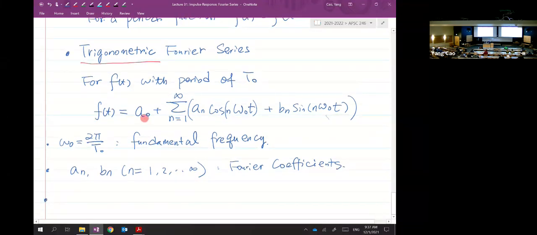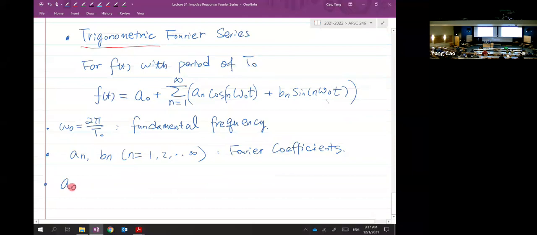And then you have another one, a naught, which is separated out. It's basically at n equal to 0, right? So a naught is called the DC component. The DC component.